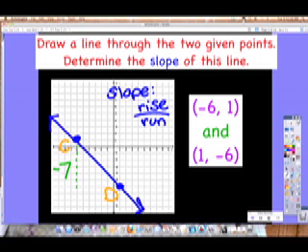Now what? Let's see. 1, 2, 3, 4, 5, 6. Hey, 7. Because which way did we move 7? So is that a positive movement or a negative movement? Positive. So there we go. So final slope answer is what over what?